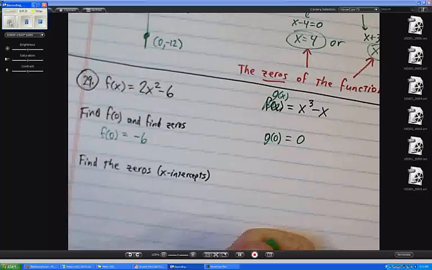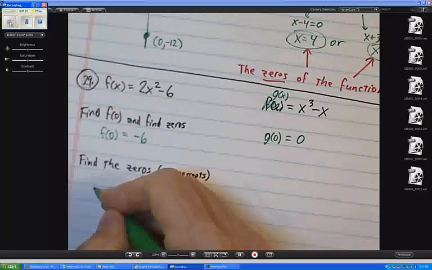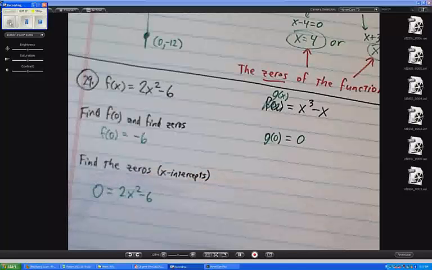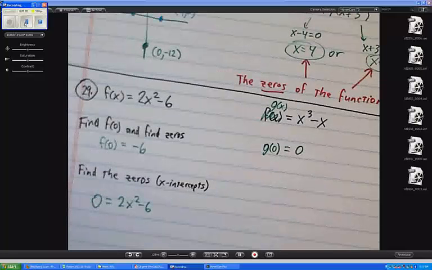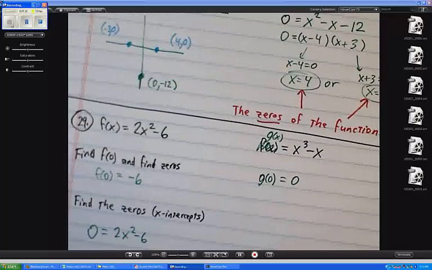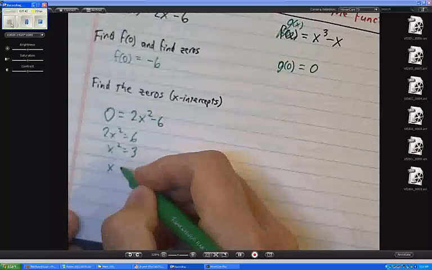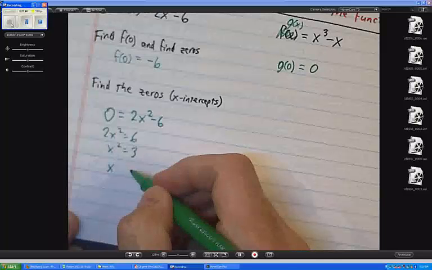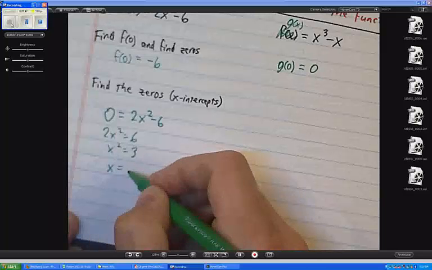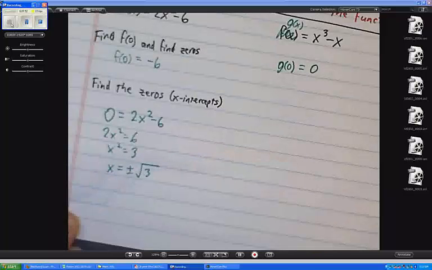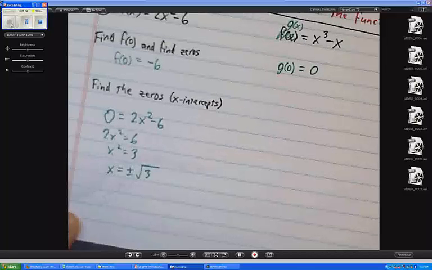Well, the equation you want to solve is 0 equals 2x squared minus 6. Is this okay? You got to solve that. Okay, so here we go. 2x squared equals 6. X squared equals 3. So, what do I get? What do I do to both sides here? But when I take the square root, I need to remember that I'm going to get two solutions. Plus or minus the square root of 3. Okay? Those are both solutions.